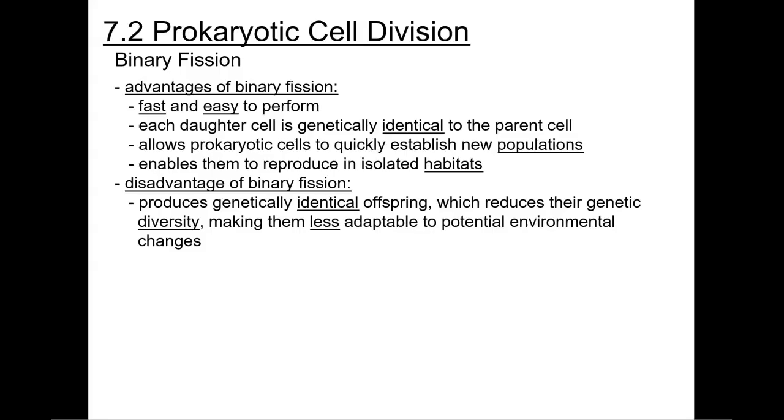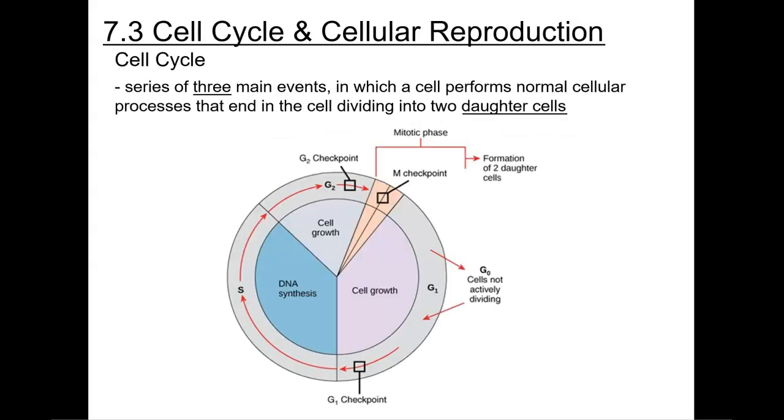A disadvantage is that it produces genetically identical offspring, so if those offspring are not good for whatever environment they're in, then they could die out. So that reduces their genetic diversity. It makes them less adaptable to different environments or environmental changes that could occur.